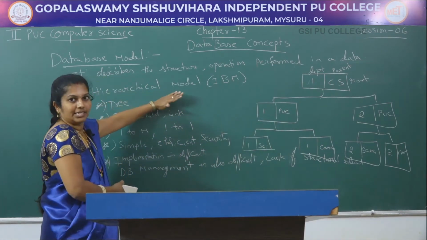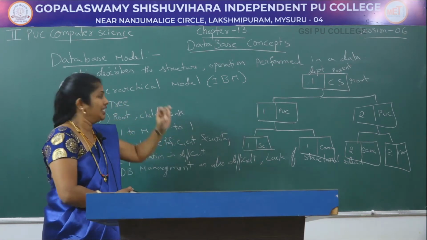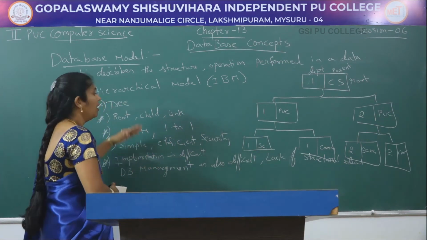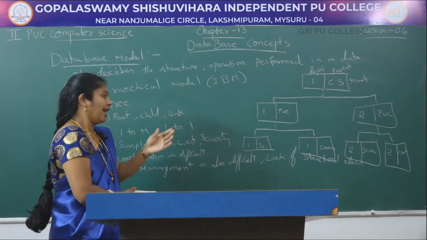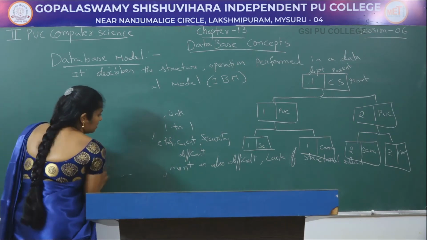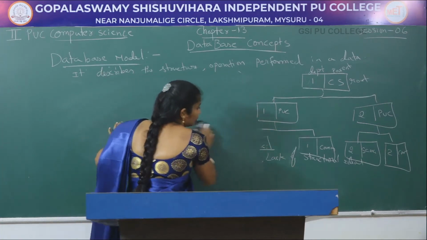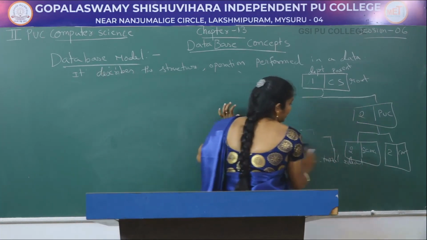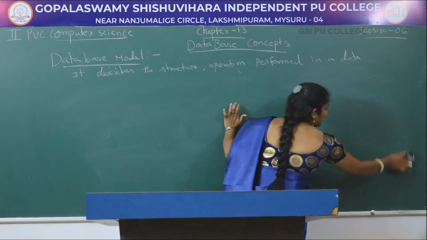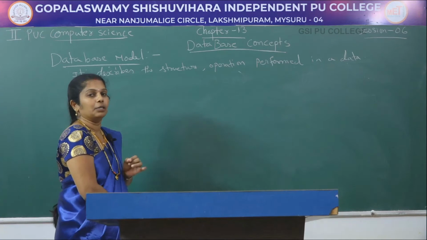Here, it is developed by IBM. In tree format, it displays all the data. In this, we have root, child, and link. With that, it follows a one-to-one or one-to-many relationship. It is very simple, efficient, and security is also good. And when you want to write the disadvantages: implementation is difficult, as well as database management. With that, we need ideas about how it is connected, the structure of the hierarchical model. If you know it, then only can we access it.